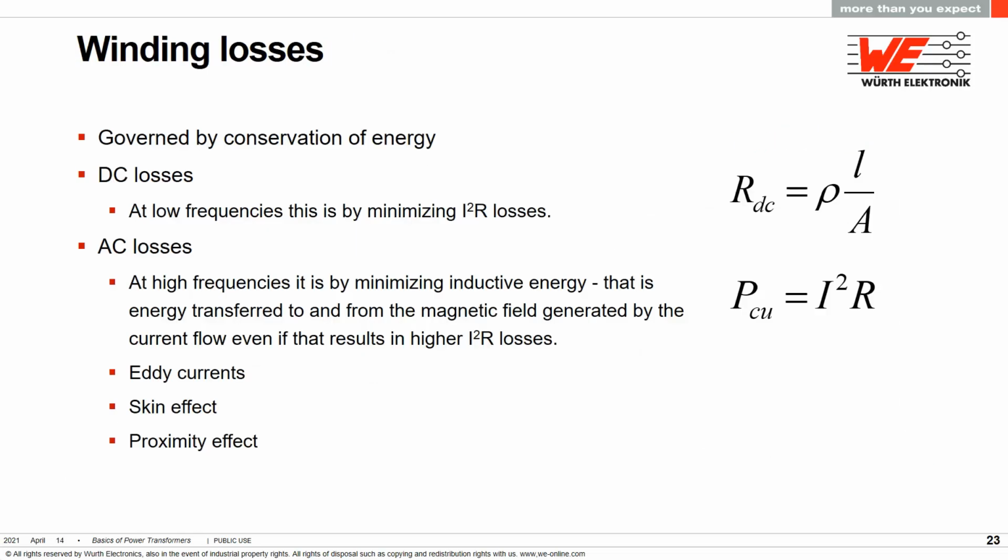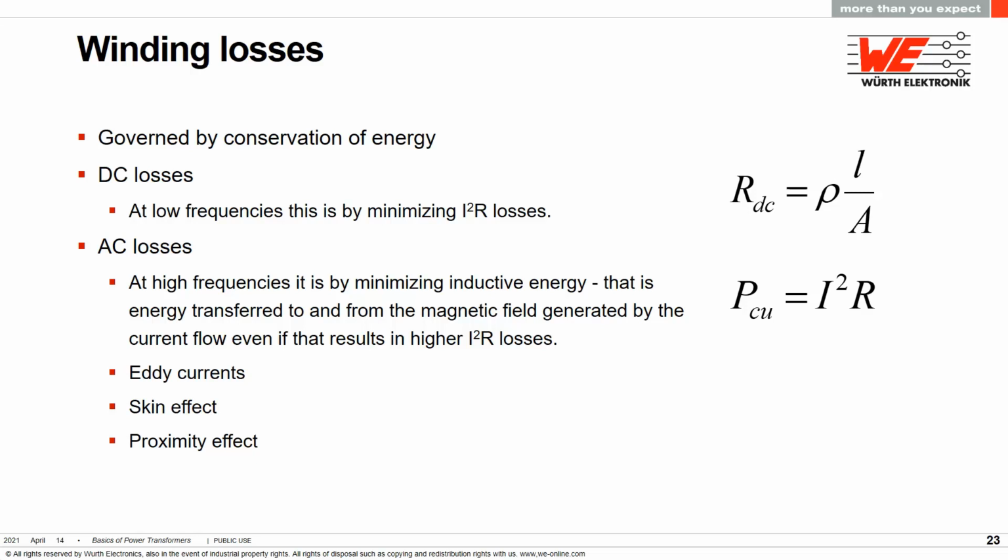Winding losses are the other main loss in transformers. These are governed by the law of conservation of energy, which means at low frequency and DC, current flows where the resistance is the lowest. It also distributes uniformly within a conductor to minimize the I2R losses. At high frequencies, it tries to minimize the inductive energy. That's the energy transferring in and out of the magnetic field that comes from the current. And this usually results in higher I2R losses because the current does not distribute uniformly.